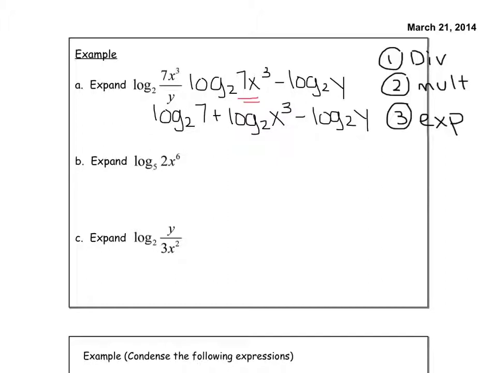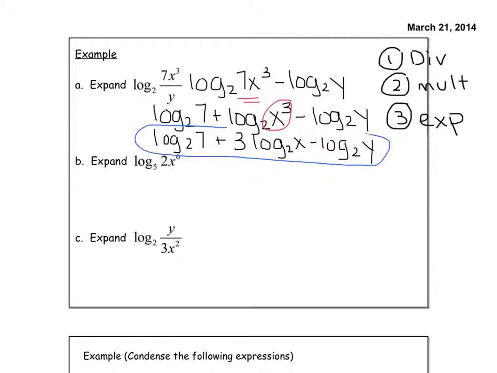Then, after you expand the multiplication, you need to get rid of your exponents. And I still have an x to the third there, so I need to get rid of that exponent of 3. So log base 2 of 7, then that 3 comes out front, so it's 3 log base 2 of x minus log base 2 of y. So that last step is your final answer. Log base 2 of 7 plus 3 log base 2 of x minus log base 2 of y, because I don't have any multiplication, division, or exponents left.